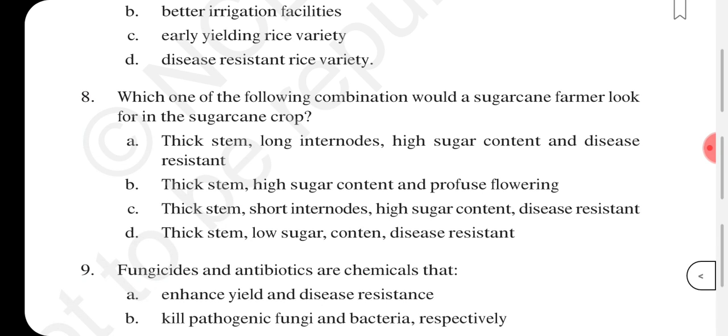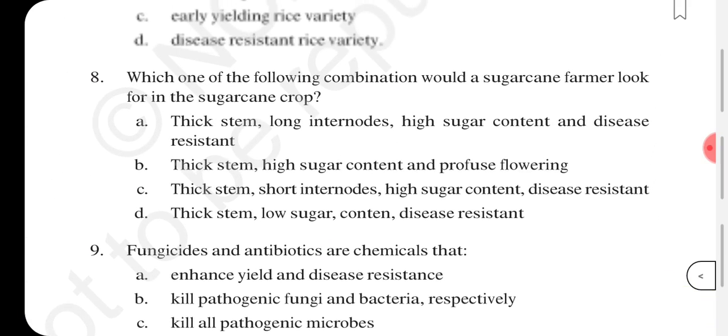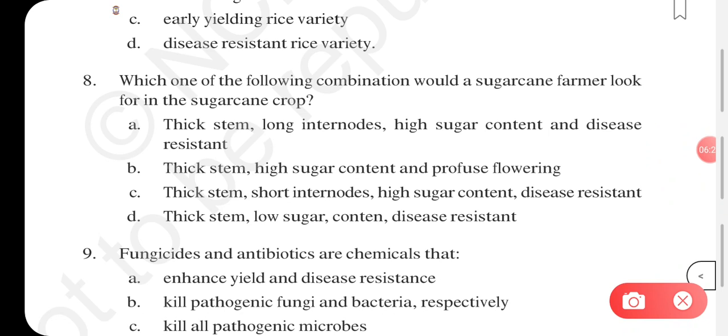Yes, so here the answer will be the first option, in which it is given that a farmer would look for a sugarcane crop which has a thick stem, long internodes, high sugar content, and which is also disease resistant.